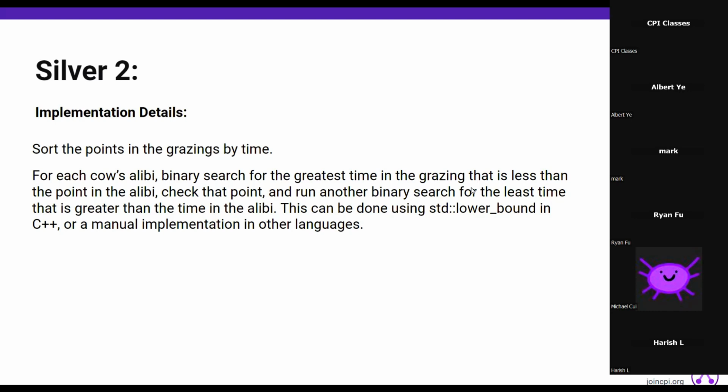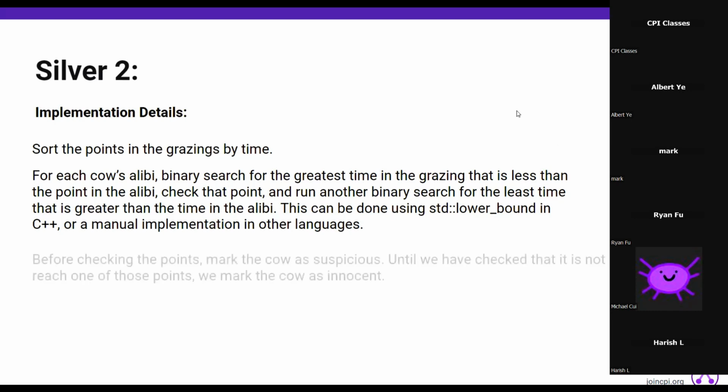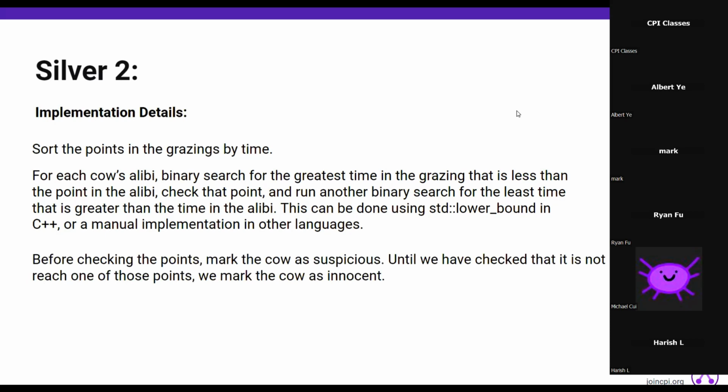We can check these points using some sort of binary search, or if you're using C++, std::lower_bound. A really cool trick is that you can store these points in the format of time first and then x and y coordinates. That way, if you sort it, you don't actually have to use a custom comparator, which is quite cool. All right, before checking these points, we mark the cow as suspicious. So we mark the cow as if it can commit the crime until we have checked that it is not able to reach one of those points within the time difference. Then we mark the cow as innocent.